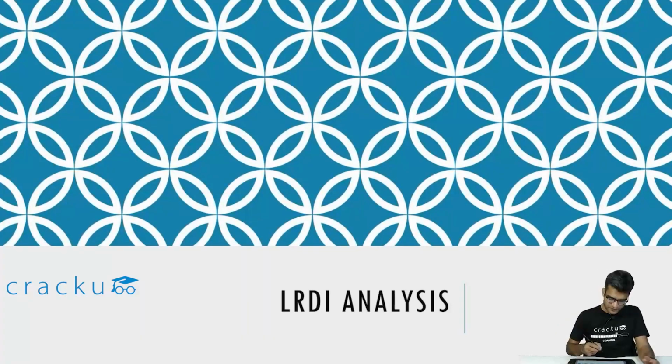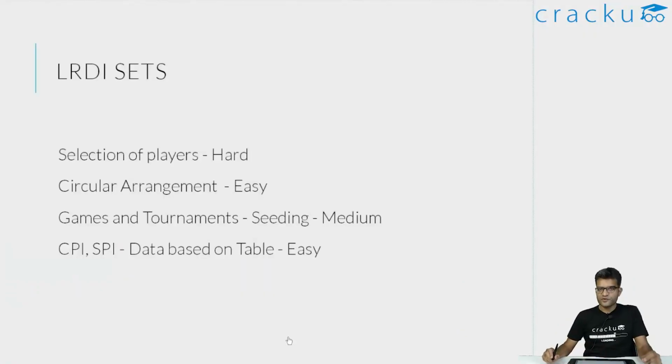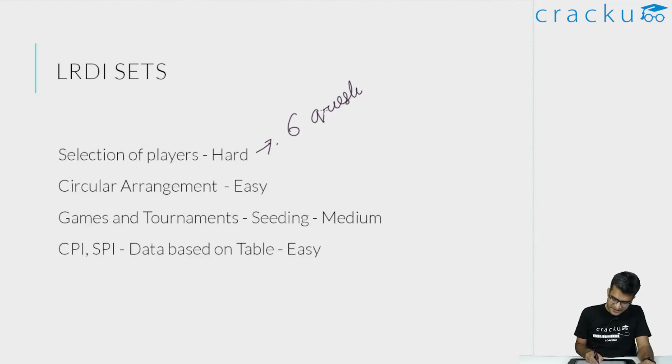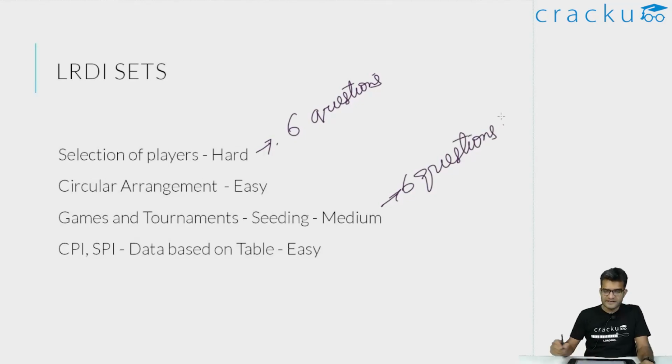So let us look at the 4 sets. There are 4 sets. There are 2 sets which have 6 questions each. This is the selection of players set. This was the first set. And the next one is games and tournaments, the seeding set. Both of them I feel were slightly on the more difficult side. Especially I feel the selection of players, which was the first set, was fairly difficult.